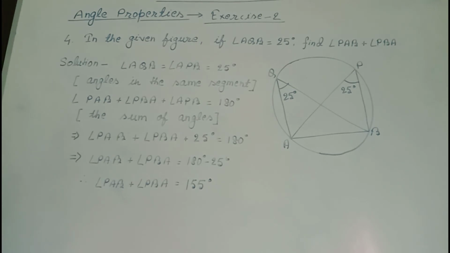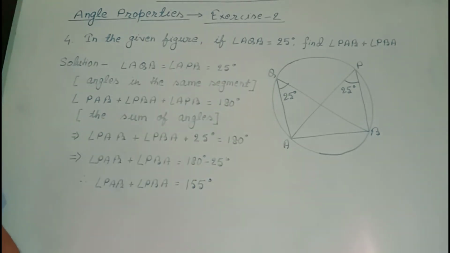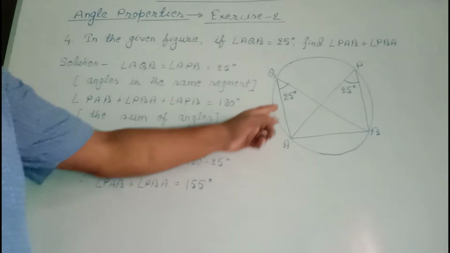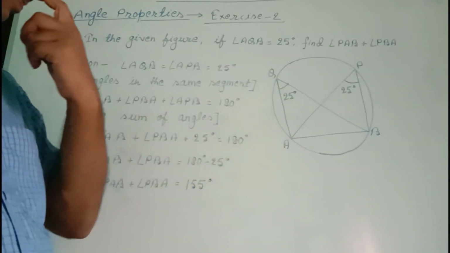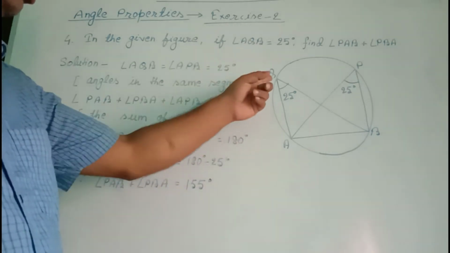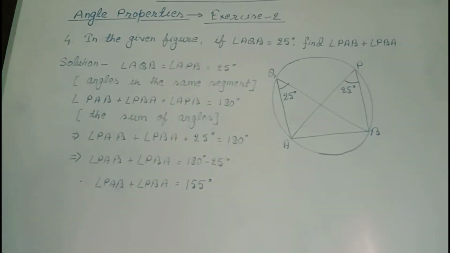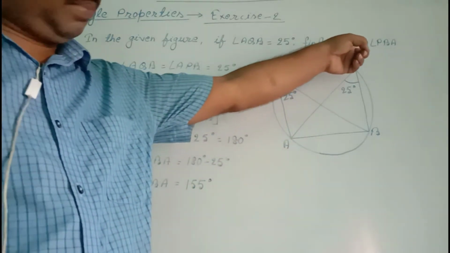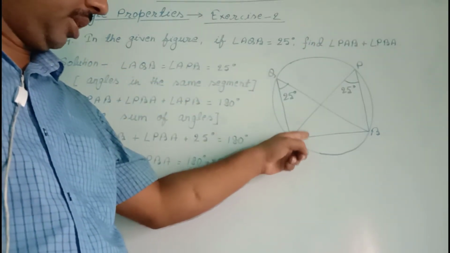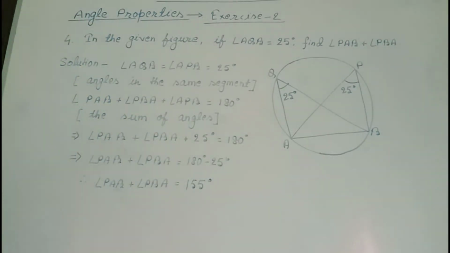In question number 4, this figure is given. There are two triangles inscribed in a circle. Those two triangles are triangle APB and triangle AQB. And the value of this angle at the circumference is 25 degrees. So angle AQB is 25 degrees. And we are asked to find angle PAB plus angle PBA, the sum of these two angles.